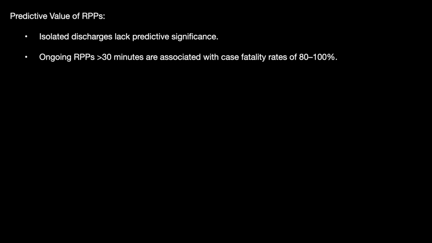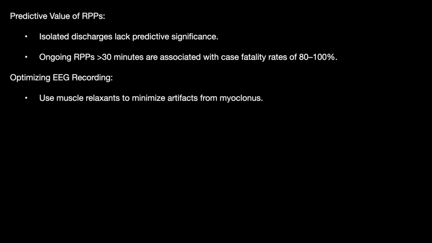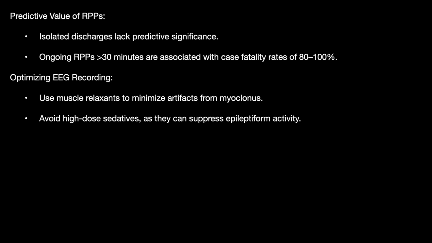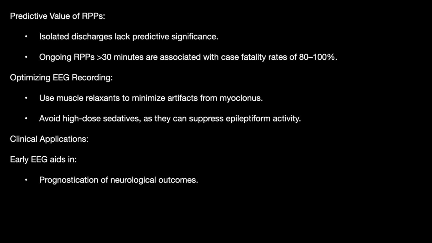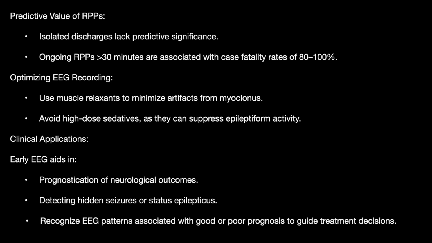Now, what is the predictive value of these RPPs? Isolated discharges lack predictive significance. However, ongoing RPPs for more than 30 minutes are associated with a case fatality rate of almost 100%. How to optimize the EEG recordings? Use muscle relaxants to minimize the myoclonus. Avoid high dose sedatives as they will suppress the epileptiform activity. The clinical application is that early EEG aids in prognostication of neurological outcomes and detecting hidden seizures and status. Recognize EEG patterns associated with good and poor prognosis.